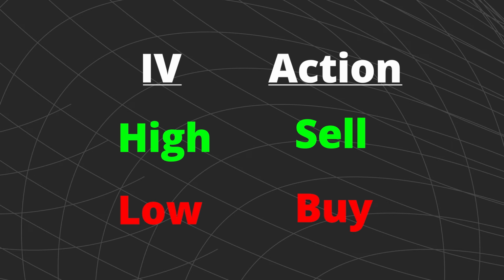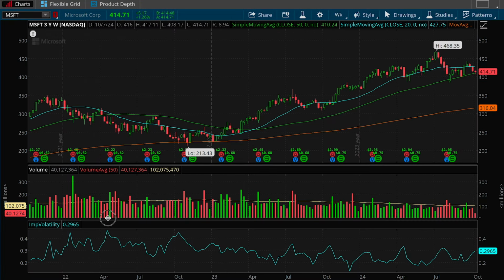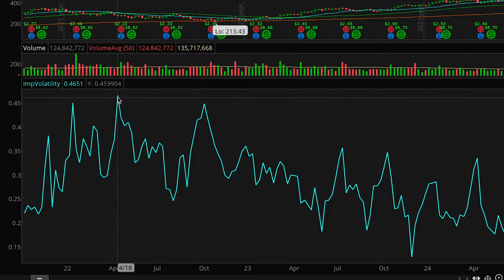So let's go back to what we know. We want to sell when IV is high, because when IV drops, our options will become worth less. And as a credit spread or option seller, we'll end up making money even if the stock remains flat. And so by looking just at the implied volatility chart, how do we know when these peaks will happen? Because we don't want to be selling here, we want to be selling here.